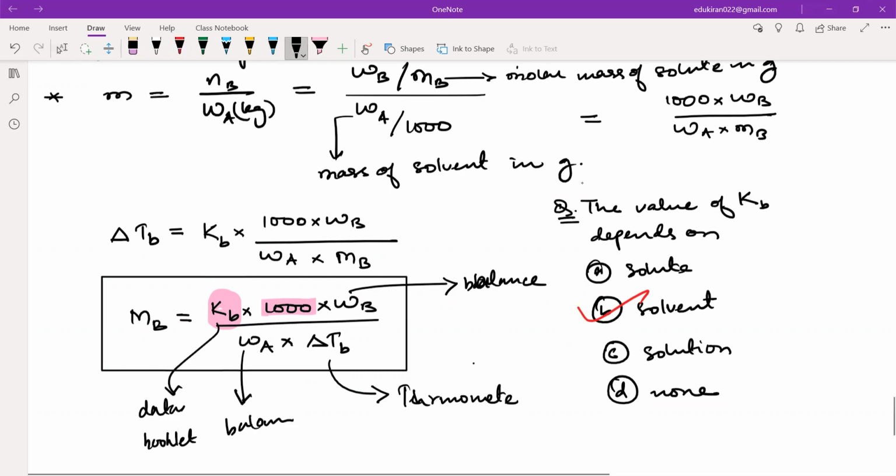It will never depend on solute. ठीक है, अगर ये solute पे depend करता तब तो ये क्या हो जाता, it would have not been a colligative property. That is why B will be the answer. Okay, solvent is the answer. Write this down, then we'll do one question.